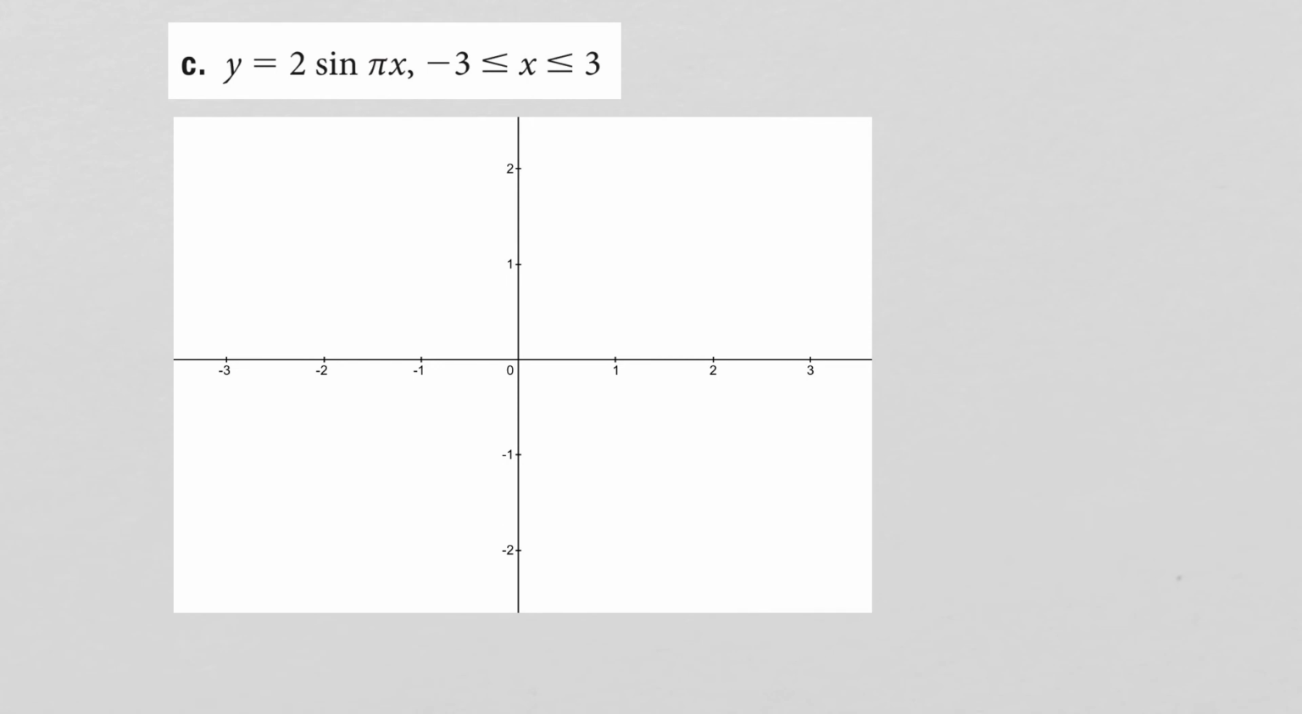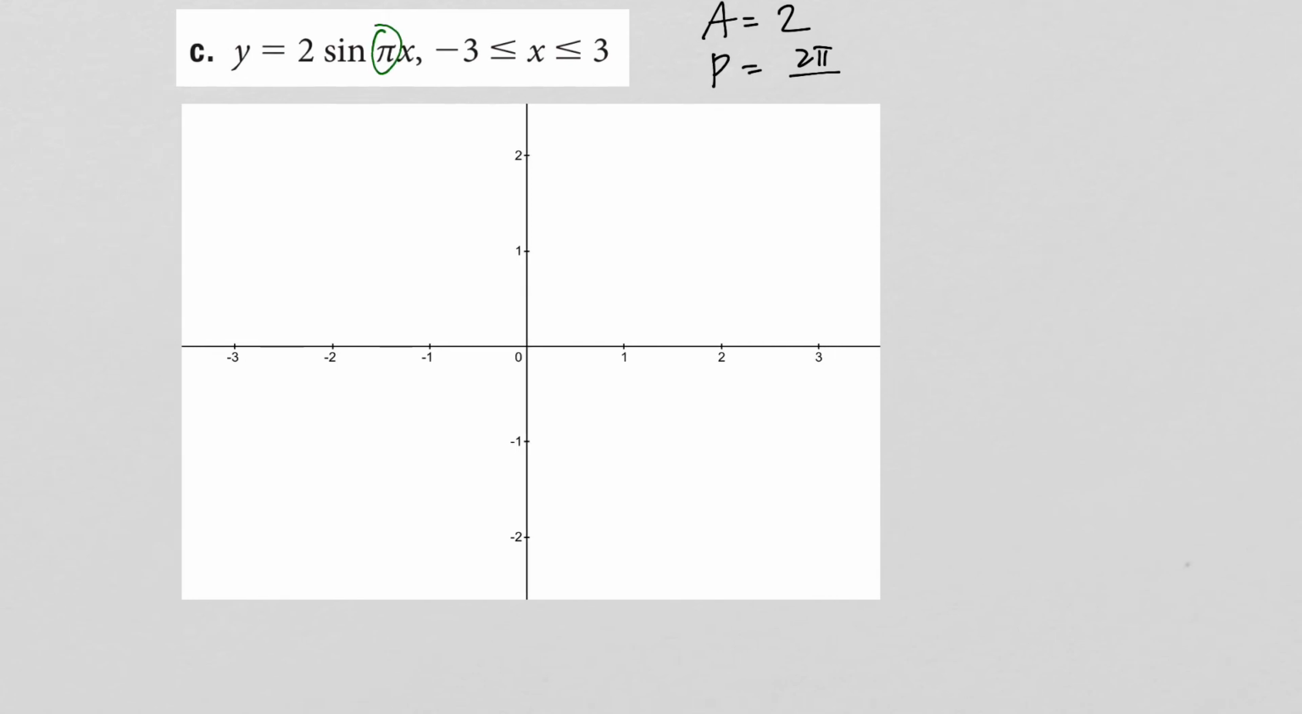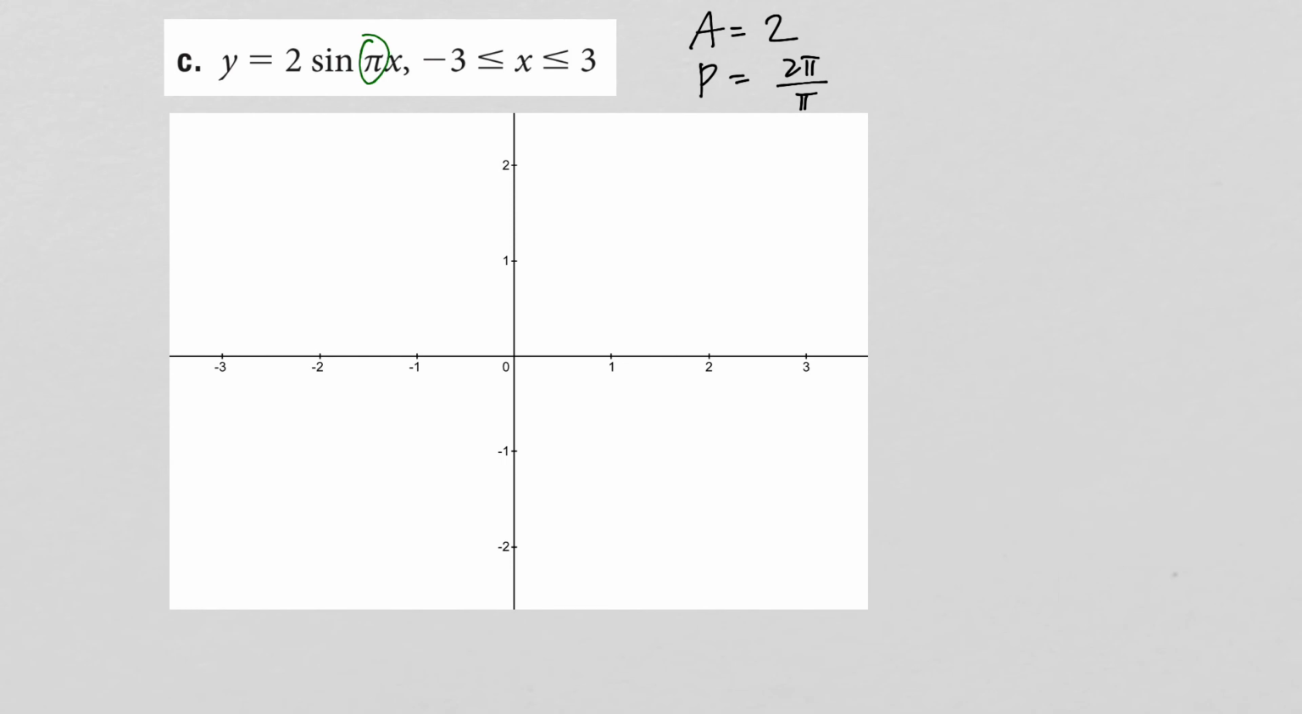For our third example here, we have y equals 2 times the sine of pi x. A little bit interesting with this pi here in front of the x. No matter, we know that the amplitude is 2. And we know the period is 2 pi divided by, once again, the number in front of x. Well, the number in front of x is pi. So when we do 2 pi divided by pi, we get 2. So this is kind of unique, but the period here is a whole number. It's just the number 2.